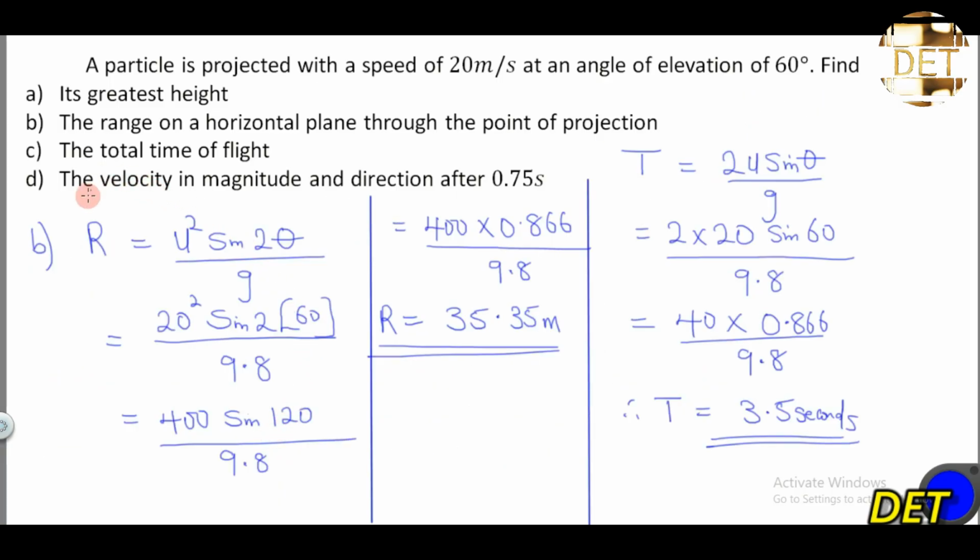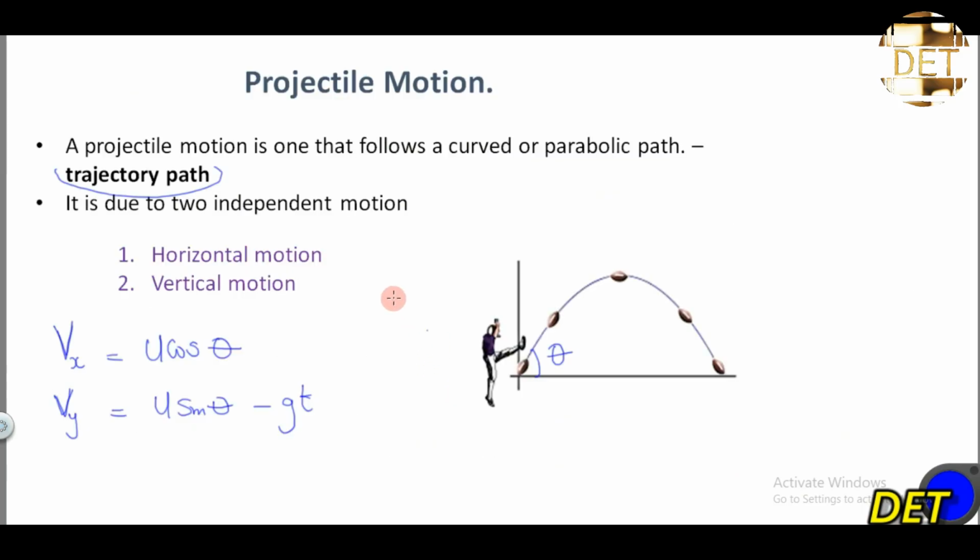So the next thing that we're looking for is the velocity, magnitude, and the direction after 0.75 seconds. The velocity in magnitude and direction after 0.75 seconds. So the velocity in magnitude and direction, we are simply referring to the resultant velocity, the velocity in magnitude and direction after 0.75 seconds.